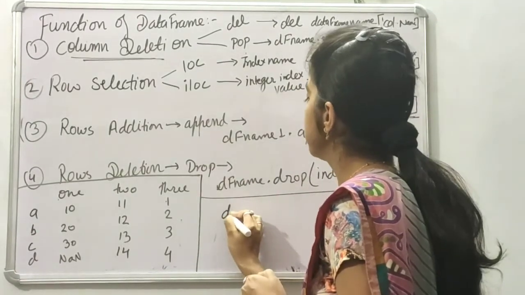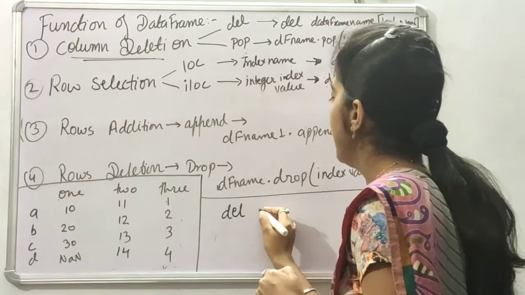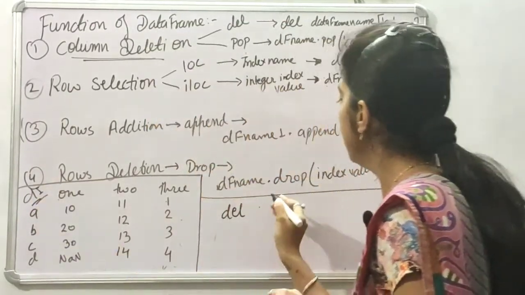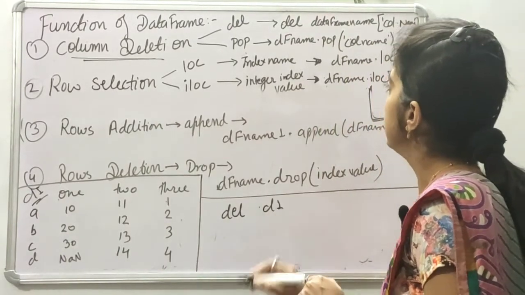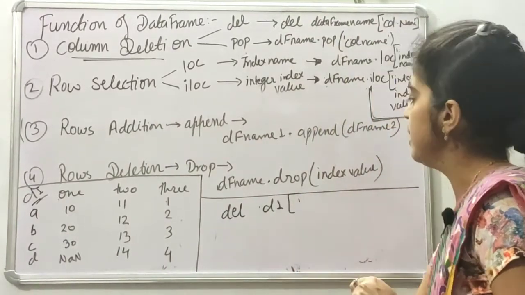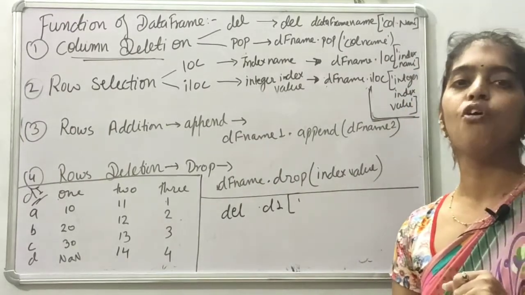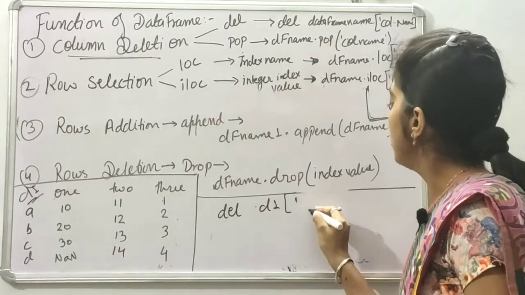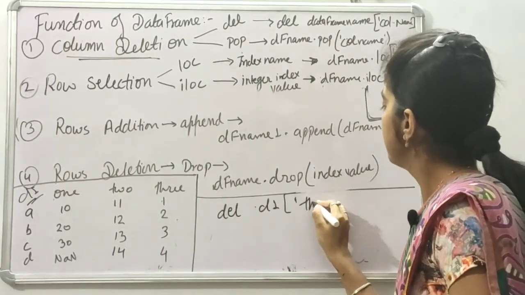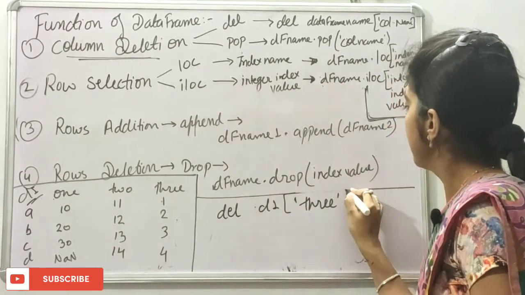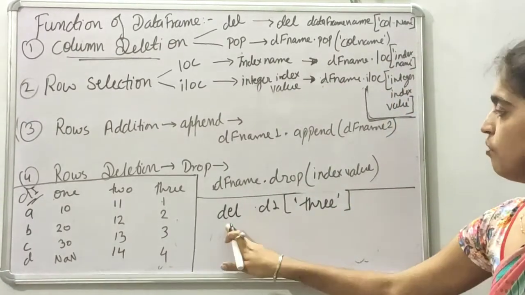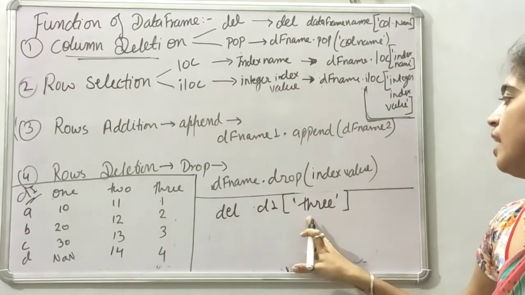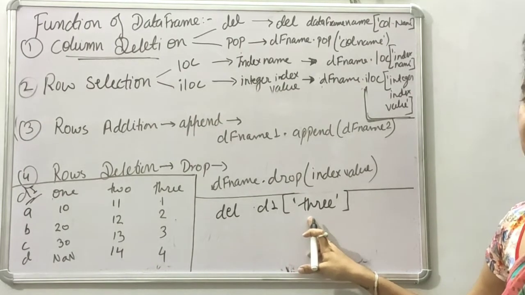First you write the function name del, then the data frame name. Suppose the data frame name is D1. Then write D1 and in square brackets write the name of the column that you want to delete. Suppose you want to delete column 3, then write the column name in single quotation marks. Write the del function, then the name of the data frame, for example D1, then the name of the column that you want to delete.